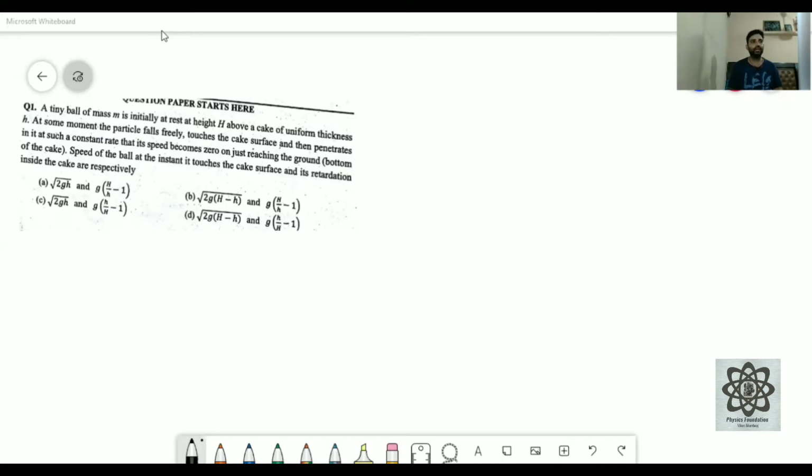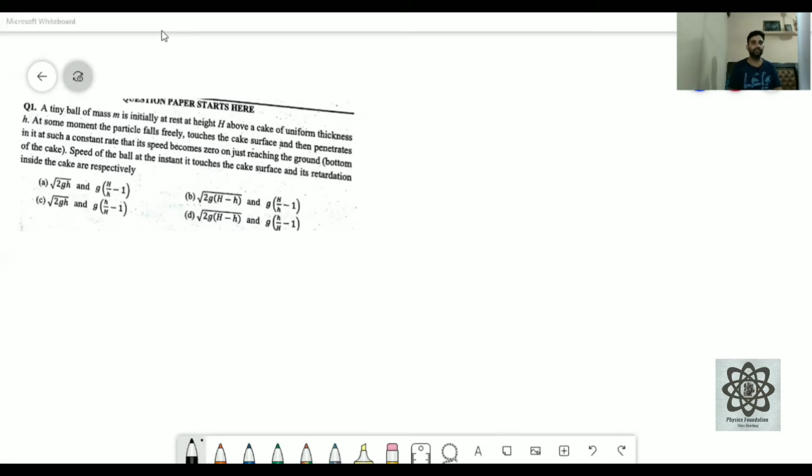It is said that a tiny ball of mass m is initially at rest at height H above a cake of uniform thickness h. At some moment the particle falls freely. So it starts falling freely, touches the cake surface and then penetrates it at such a constant rate that the speed becomes zero on just reaching the ground. Speed of the ball at the instant it touches the cake surface and its retardation inside the cake are respectively.